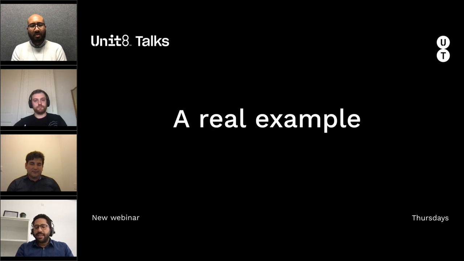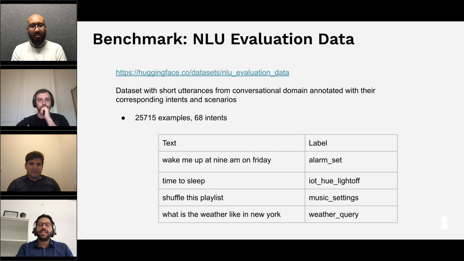Yeah, so that's one of the nice papers that has been published recently on the graph-based approaches. We got inspired from this paper and also from some other label propagation approaches, and we implemented some real example. So we are going to show some results on a data set called NLU evaluation data. You can get this data from Hugging Face. It's a data set of short utterances from conversational domain used to measure the accuracy of different systems. You have about 25K data points and 68 intents, so it's not a super easy problem.